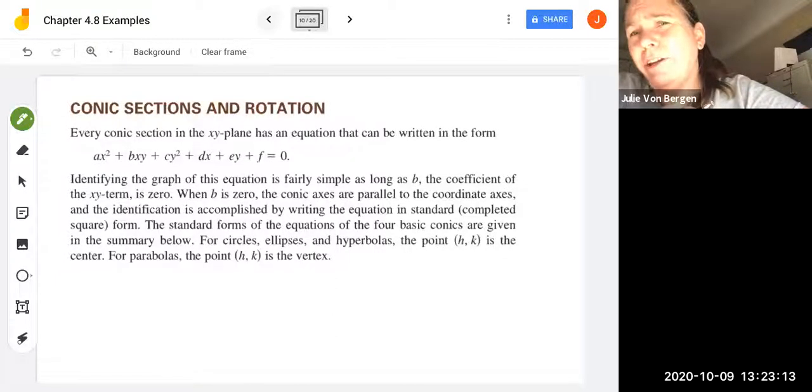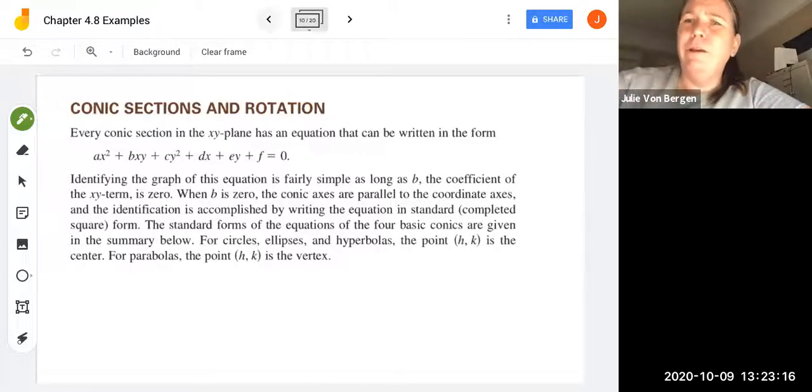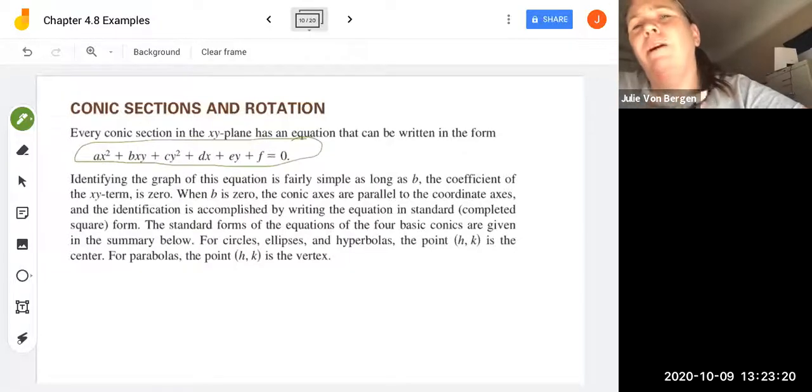So every conic section in the xy plane has an equation that we can write out in this form: Ax squared plus Bxy plus Cy squared plus Dx plus Ey plus F equals 0, where A through F are constants and some of them may well be zeros.